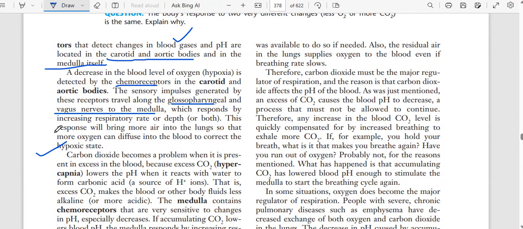So here you can take the example of COVID. During COVID, the oxygen level is decreased. So what will happen? The patient will take abdominal breathing. Abdominal muscles are helping with breathing, which means this is non-normal breathing.